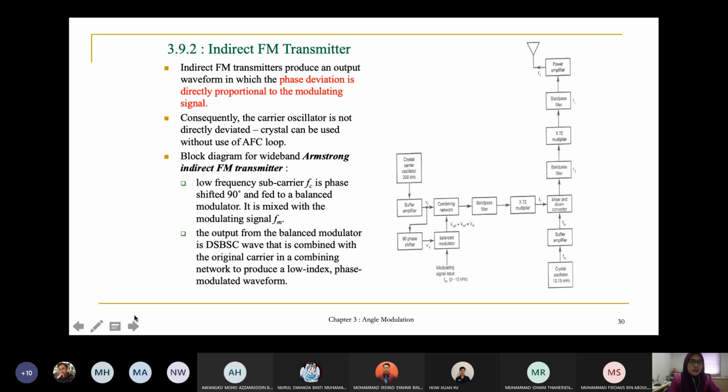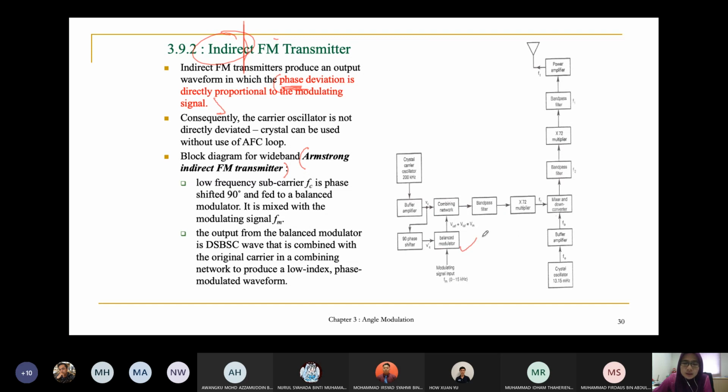This is the indirect FM transmitter. It is indirect because the phase deviation is the one that is directly proportional to the modulating signal. Okay, so this is an example of an indirect FM transmitter, which we call the Armstrong Indirect FM Transmitter.